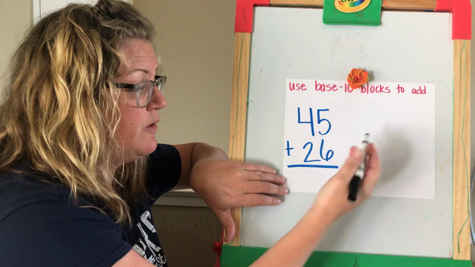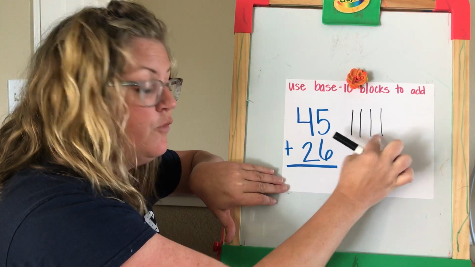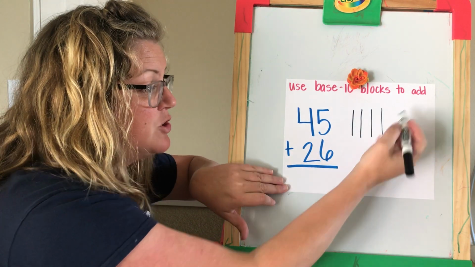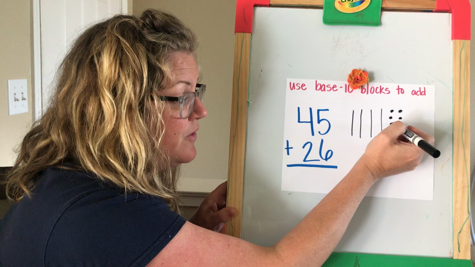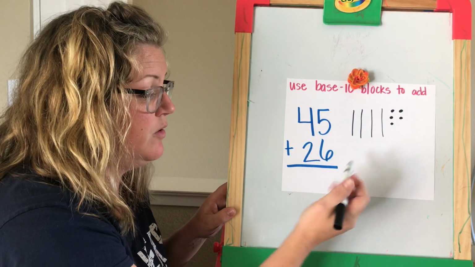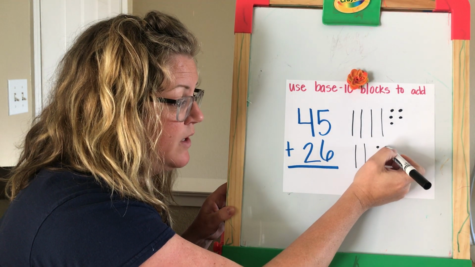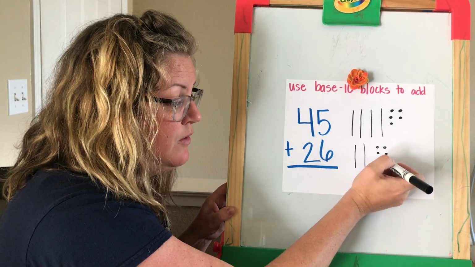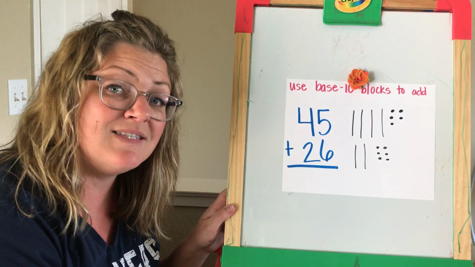I'm going to start by showing 45. 1, 2, 3, 4. 4 long tens. Now I'm going to show 5 ones. 1, 2, 3, 4, 5. This is the number 45. Now I'm going to show 26. 1, 2, and then 6. 1, 2, 3, 4, 5, 6. That's how I can show the number 26.